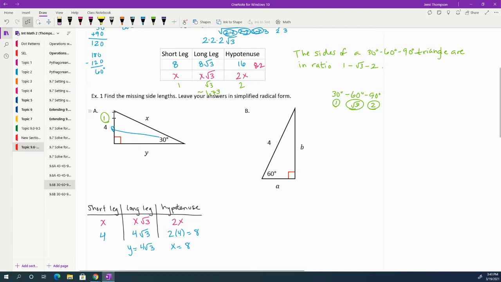Find my 60-degree angle. I know this one must be 60 since it's not labeled, but maybe a good idea to label it. Let's label that. How do I know it's 60? Well, I found it above, and so I'm just using that information. If I have a 90-degree angle and a 30-degree angle, the other one has to be 60. So across from the 60, that's going to be square root of 3, and across from 90 is 2.